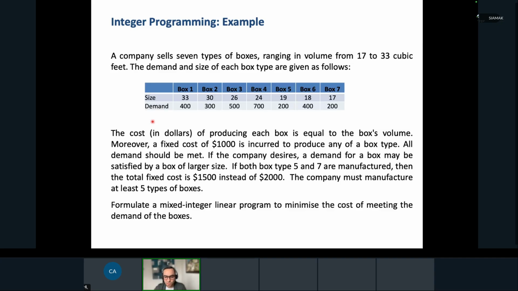So if you read the problem, do you want to write in the chat box what you think? What are the decision variables? How many decision variables do we need, or what are the types of decision variables? Just write in the chat box. No one wants to write, or do you hear me, right? You hear and you can see the slides also.